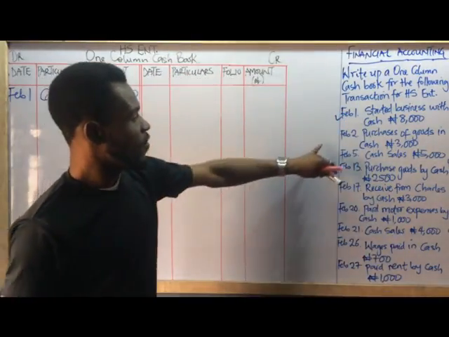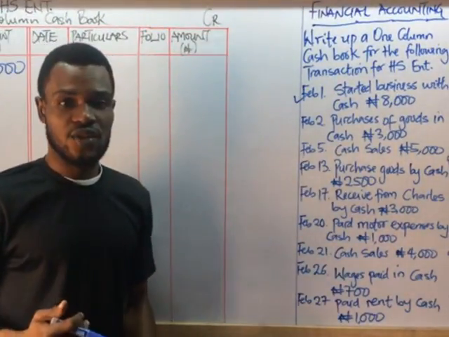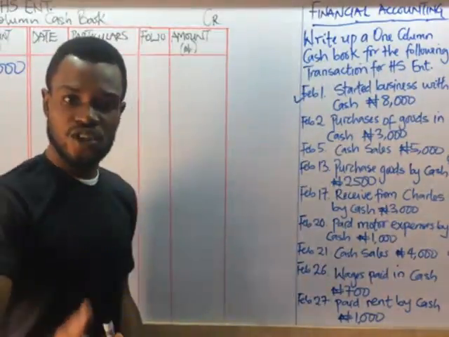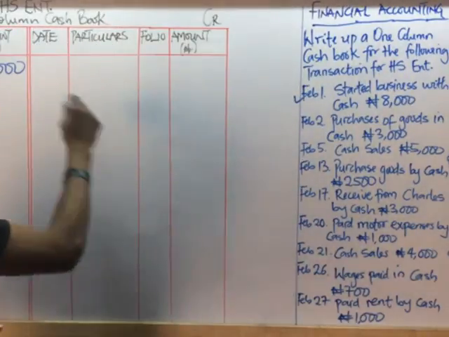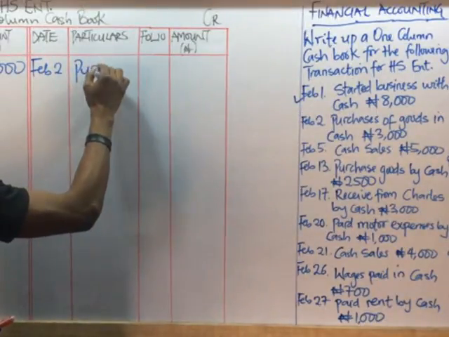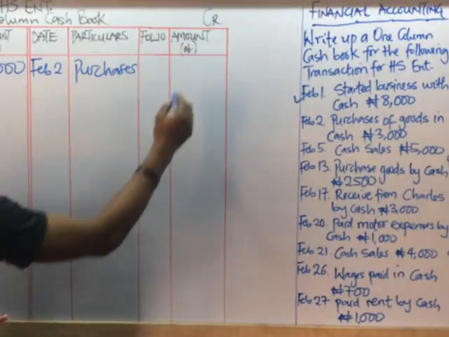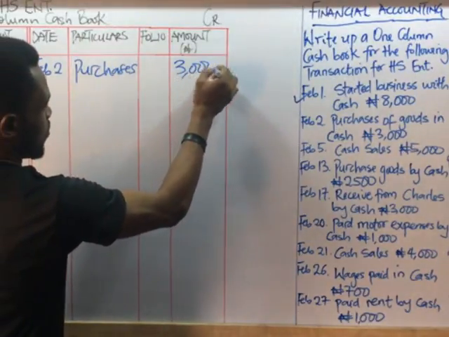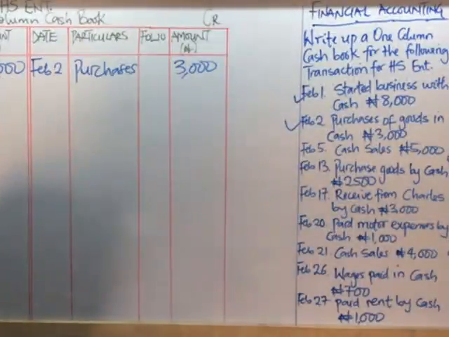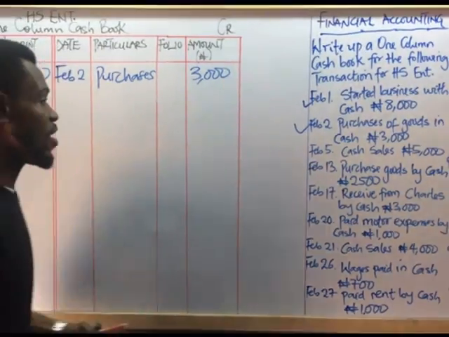The second one, February 2nd, purchases of goods in cash, 3,000. So you made a purchase, something went out of you. So we record February 2nd, purchases. And how much do we have there? 3,000. That is it. Now the next one, February 5th, cash sales, 5,000 naira.